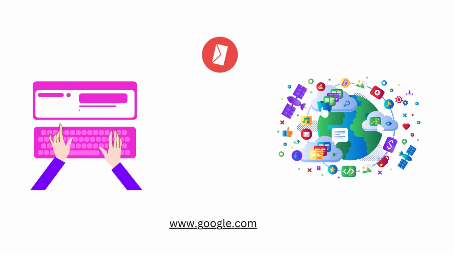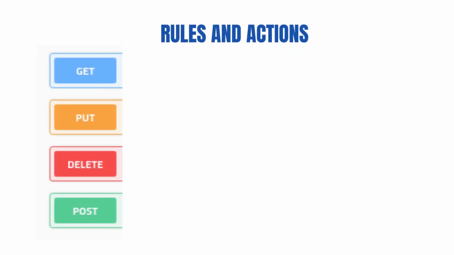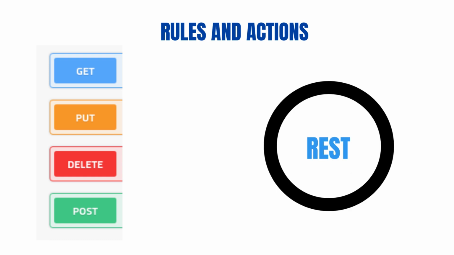HTTP defines a set of rules and actions like GET, POST, DELETE, PUT that dictate how information is exchanged and how you can access the information. We'll explore these actions in detail later, along with how they function within the REST architecture.